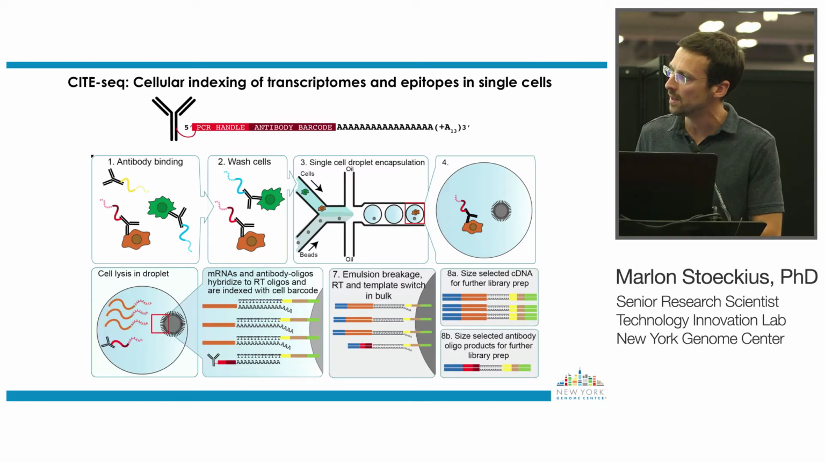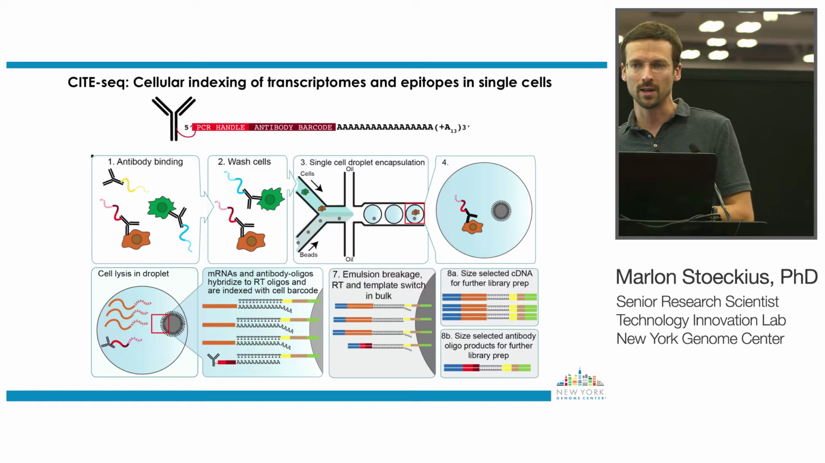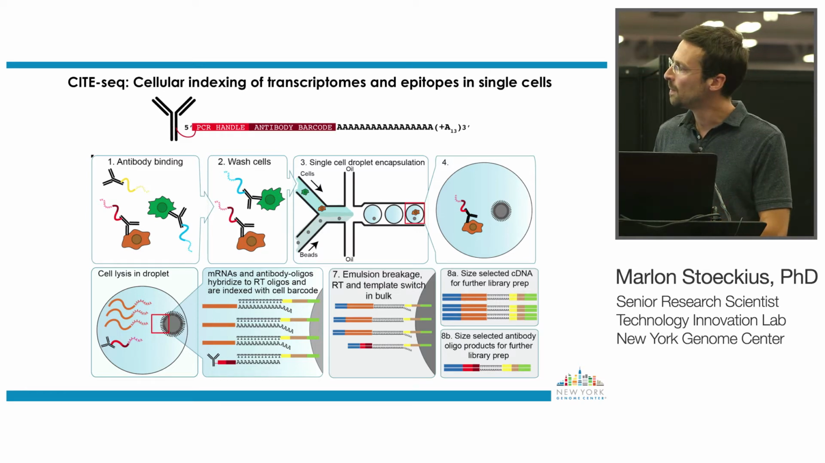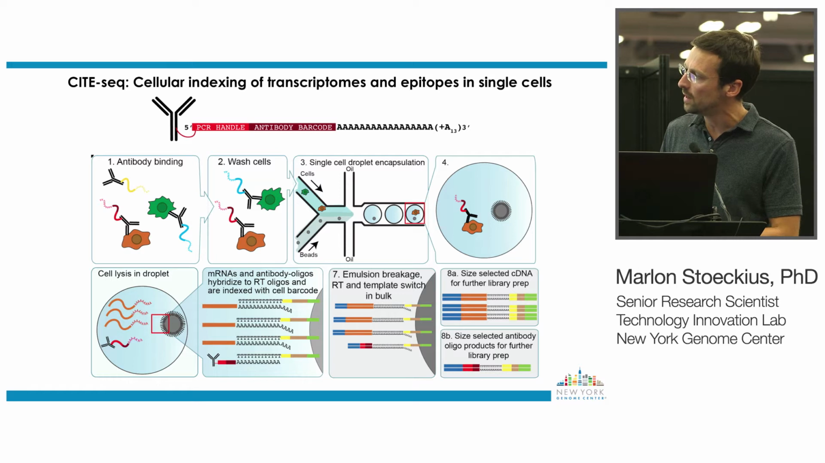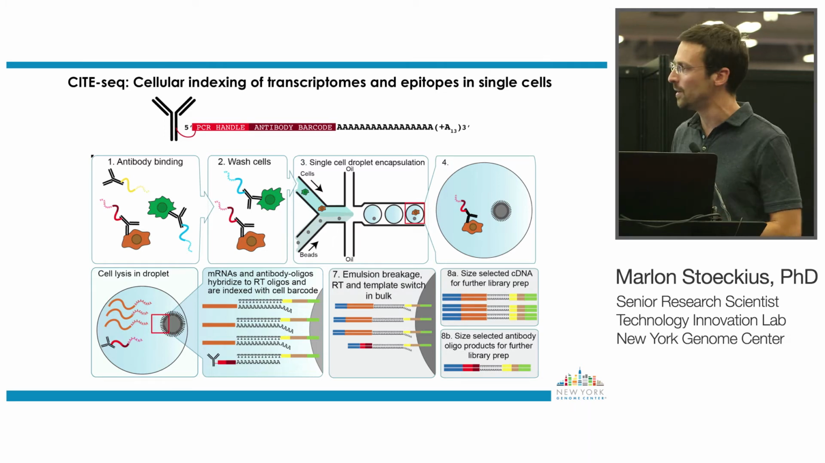And then in the droplets, the cells are lysing, and the mRNA molecules and the antibody oligos, through their poly-A tails, anneal to these oligos, which have these cell barcodes, and then they get reverse transcribed either in emulsions as for 10x or in bulk as for DropSeq. And then what happens is you have these two really different molecules. You have on one hand the full-length cDNAs, which are 1.5 or more kb long, and then you have these short antibody oligos, which are 180 nucleotides more or less.